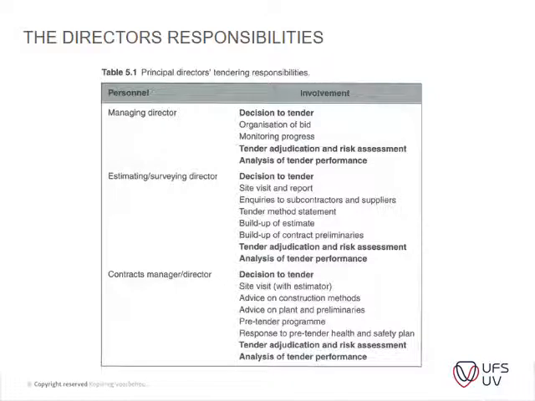Okay, then we get into our principal director's tendering procedures, and this is a very important slide to look at, table 5.1. So you've got your managing director, your estimating surveying director, and your contracts manager. And you will see that you've got a decision to tender at the top of all of these items. So your managing director usually organizes everyone to do a bid or tender document if they need to. They monitor the process and the progress, and a tender adjudication and risk assessment.